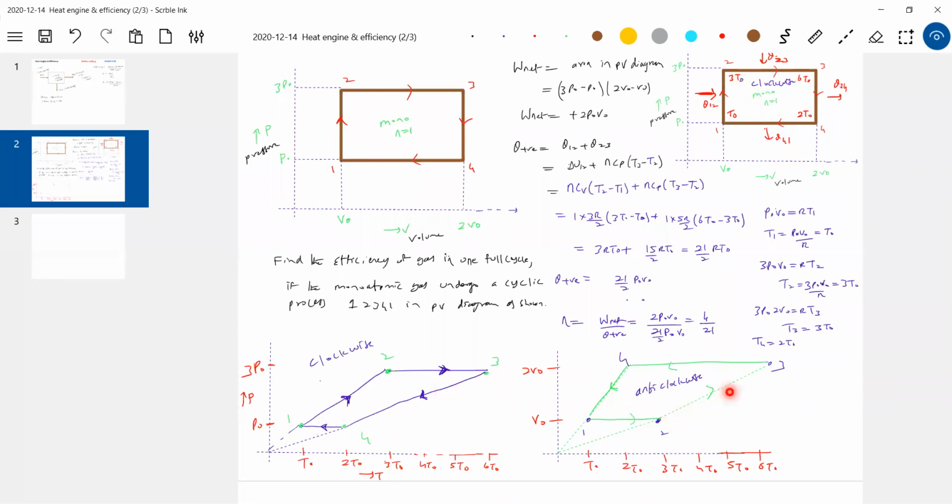In a VT graph, volume versus temperature, counterclockwise cyclic process, then what we get? Work done will be negative. Able to notice this difference? Very important. It's going to help us a lot.